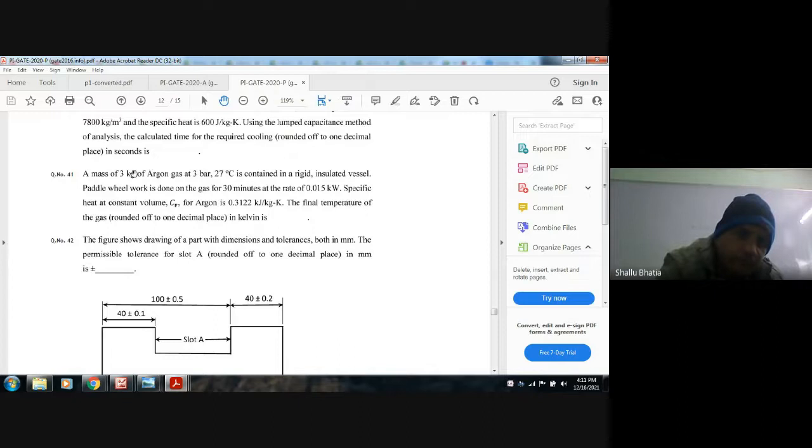The mass of the argon gas is 3 kg, and pressure and temperature are given. It is in a rigid insulated vessel, and paddle wheel work is done for 30 minutes. So we calculate the total amount of paddle work. This paddle work will be converted into heat, because the vessel is insulated. The specific heat at constant volume, Cv, is given. So we can calculate the final temperature, because this is the amount of work entering the vessel, its initial temperature is 27, and volume is constant. Mass is 3 kg and Cv is given. So using m Cv times the temperature change equal to this amount of work, we can find the temperature.